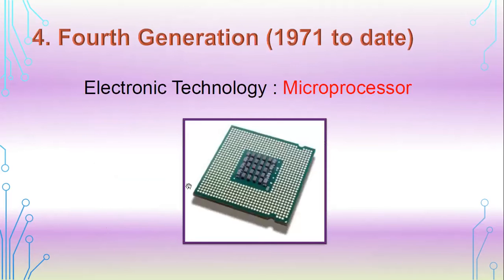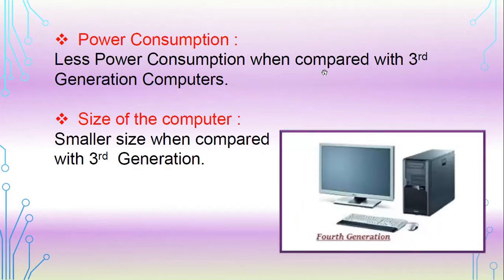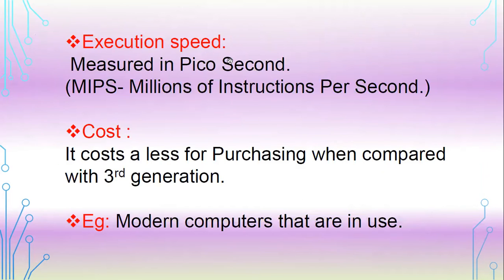Okay, up to today, we are using fourth generation computers. That means 1970 to date. The electronic technology here was the microprocessor. This is a picture of the microprocessor. Here, power consumption was less when compared with third generation. The size of the computer was smaller when compared with third generation computers. This is a picture of fourth generation computers. You can see here. Here, execution speed is measured in picoseconds. That means millions of instructions per second. It costs less to purchase when compared with third generation computers. Examples are the modern computers that are in use.